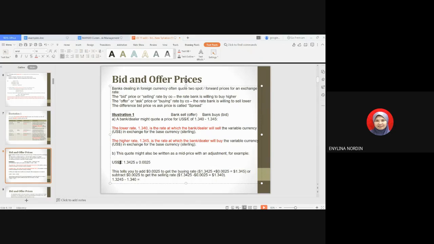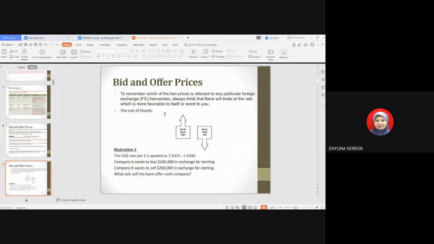equals to 1 pound. Okay, let me show you. Equals to 1 pound. So this is US dollar. So it will be like this actually, after you plus and minus the base rate here. Understand? Okay, all right.